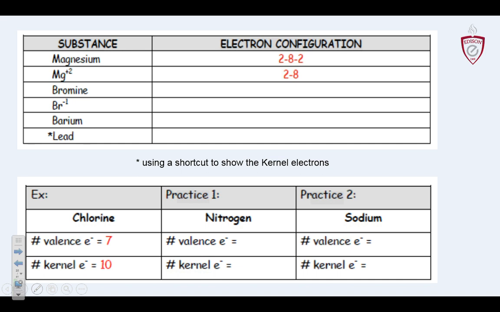Oh, so kind of like this. When it became an ion, those 2 electrons kind of disappeared. That's right. Oh, okay. All right. Well, let's erase that because that's not what we're talking about right now.